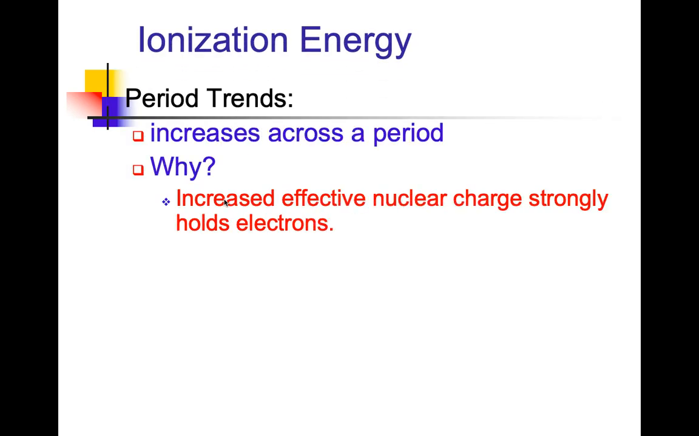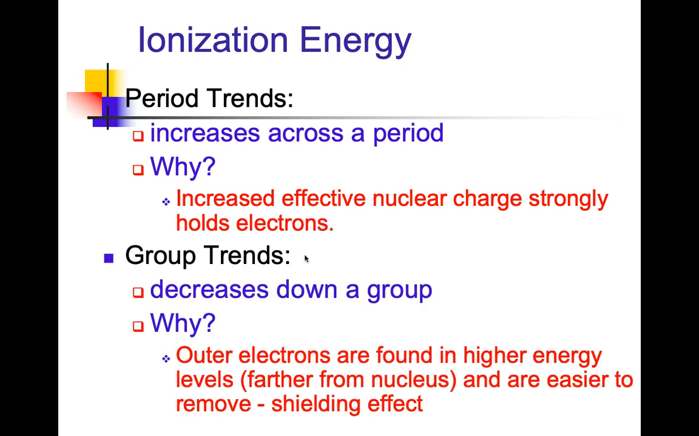So here's some reasoning. So our period trends. As we saw, ionization energy increases across the period. So what that means is an electron is more difficult to remove as you go across the period. So over on the right-hand side of the periodic table, those electrons for those elements are difficult to remove. So why is that? Well, it's the same reason that atoms get smaller as you go across the period. That effective nuclear charge. It pulls those electrons in closer, it holds them tighter, so you need more energy to remove them. Okay?